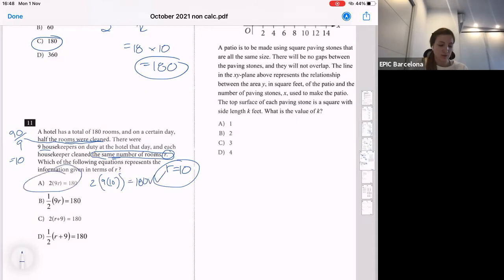I'm inclined to believe it's choice A, but just for learning purposes, let's say I put it in here like 1/2 9 times 10, which is 45, right? Because it'd be 90 times 1/2, 45. Does 45 equal 180? No, and so on. So it must be choice A.